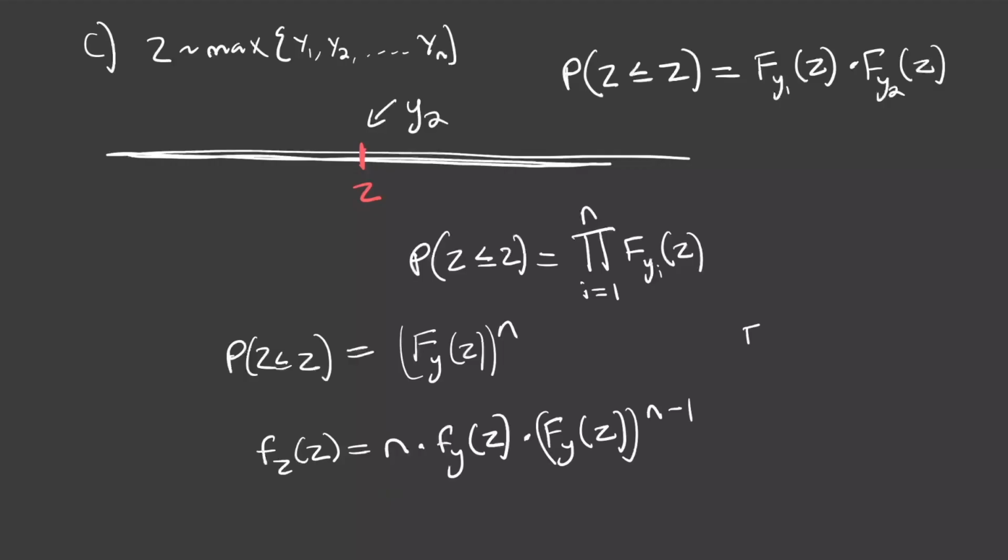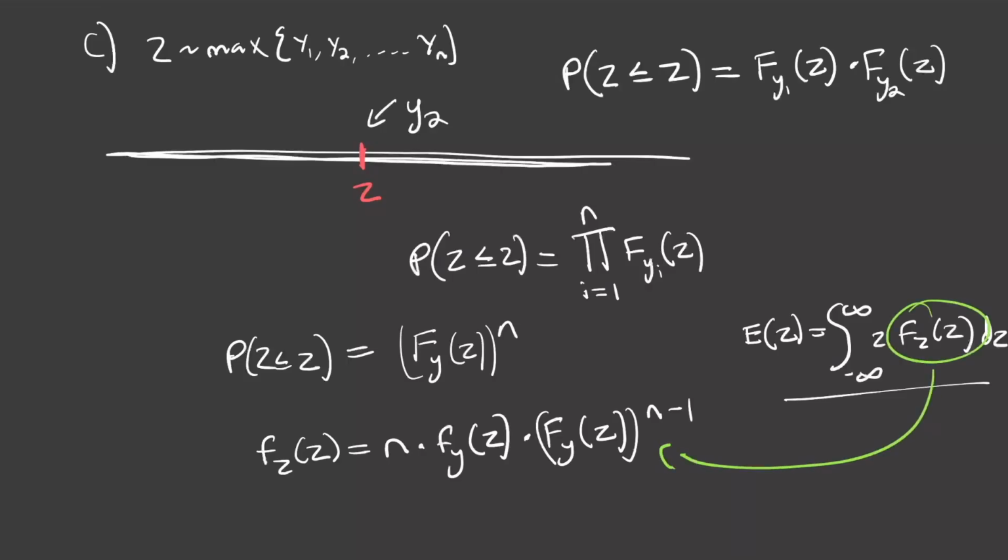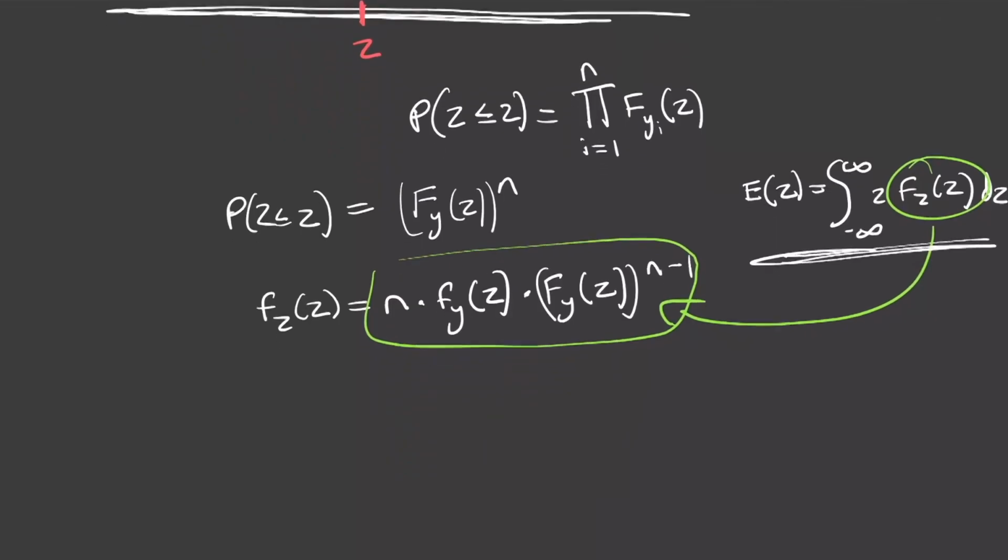So the expected value of z is just going to be basically the integral over all possible values that z can take. In this case, it's arbitrary, so we'll go from negative infinity to infinity of z times f sub z of z, and that will be our expected value. Obviously, this is our probability distribution right here, and there's no way to simplify this further without knowing what the underlying distributions are, right? So this is our expected value right here, and this is the distribution of the maximum.